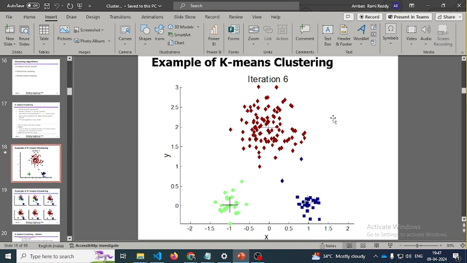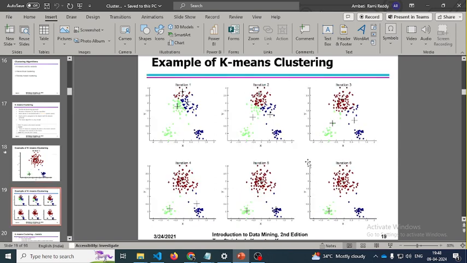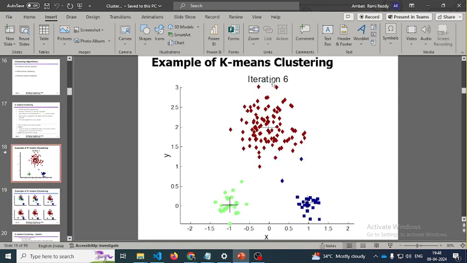We will see one example. Here we have so many data points. In this example, after iteration 6, you can see these colored points, which form one cluster. This plus symbol is the centroid. Here also this is a centroid, and here also. So here we have 3 clusters, and after only 6 iterations you can form the clusters like this.